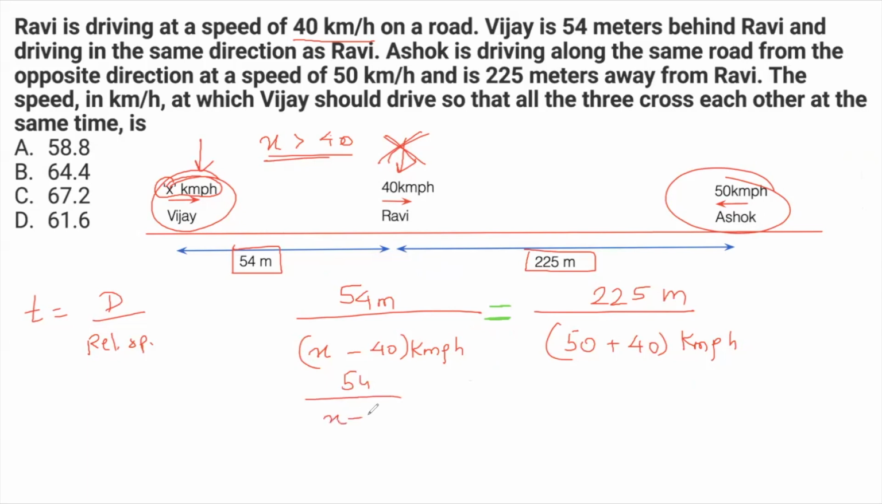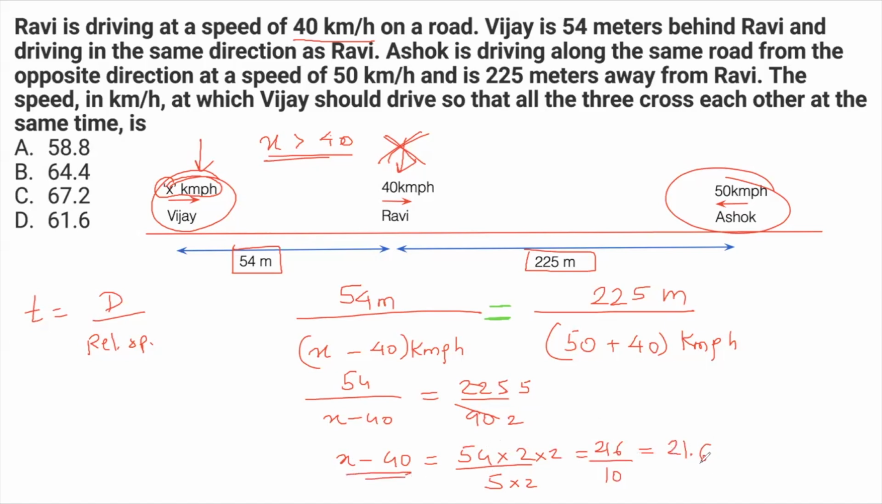54 upon x minus 40 shall be 225 upon 90. Cancelling out 45 or 1 below, this will be 5, this will be 2. So cross multiplying, we will have x minus 40 will be 54 into 2 divided by 5. Again, you can multiply above and below by 2. So the right hand side becomes 54 into 4. 216 divided by 5 2s are 10. 216 upon 10 is 21.6.